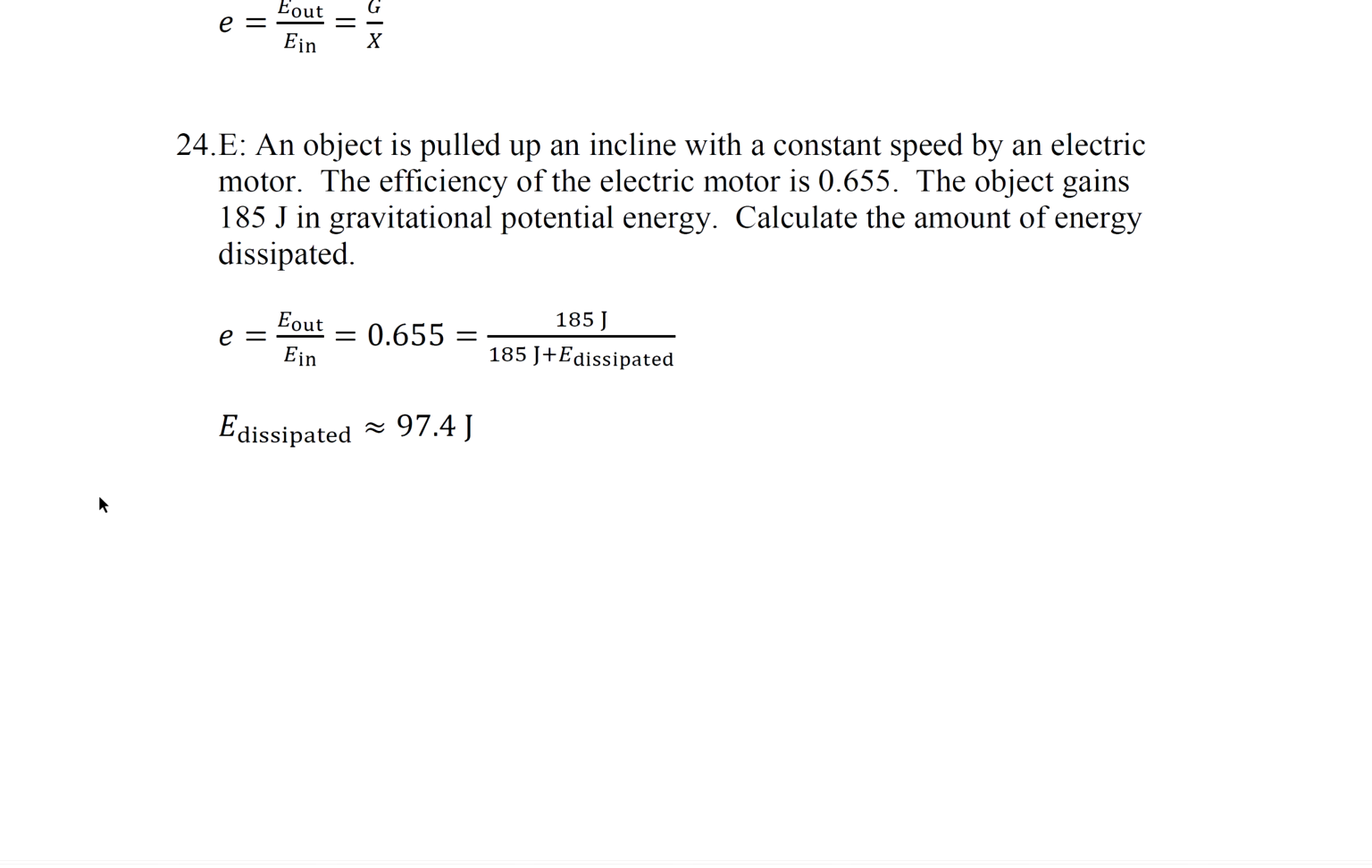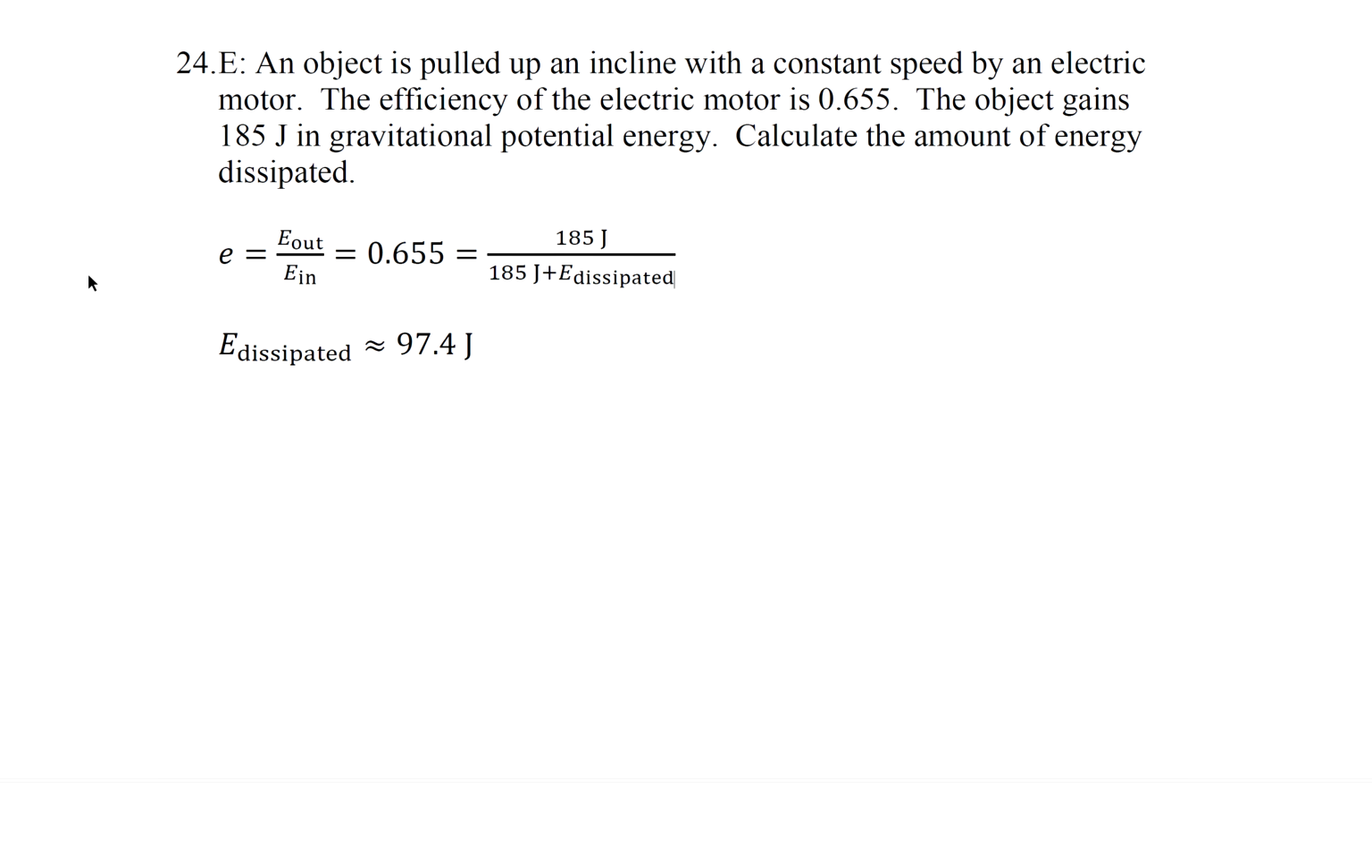Question 24. An object is pulled up an incline with a constant speed by an electric motor. The efficiency of the electric motor is 0.655. The object gains 185 joules in GPE. Calculate the amount of energy dissipated. So be careful with the English language.